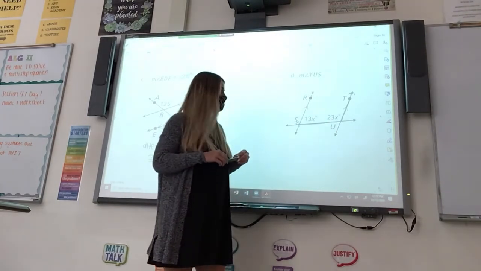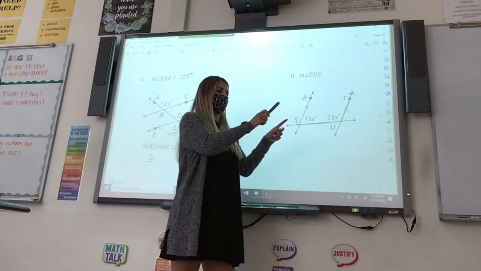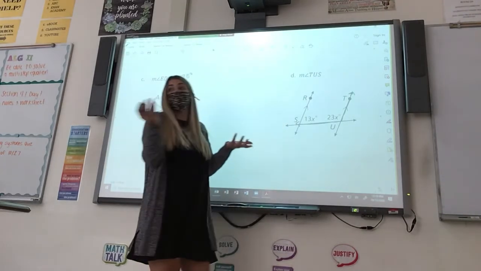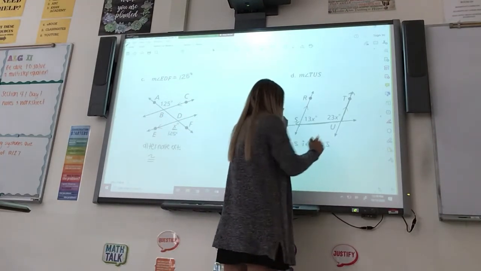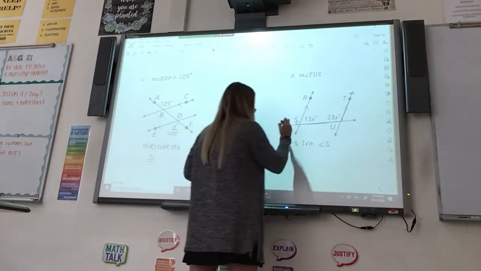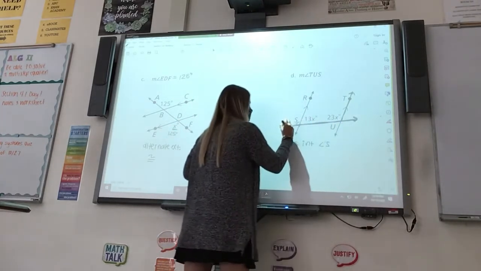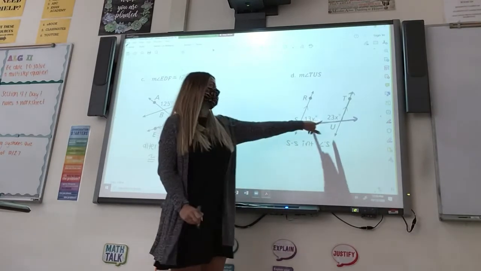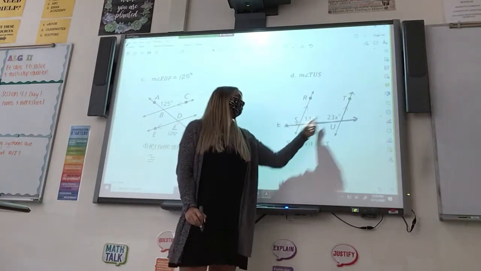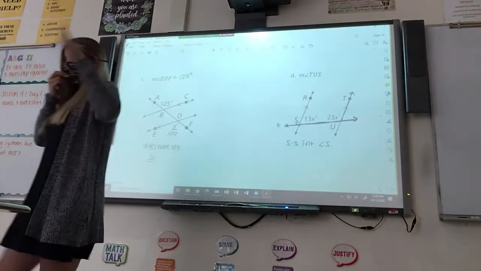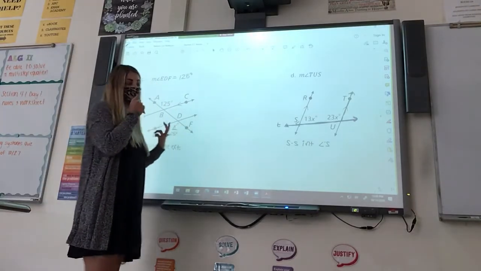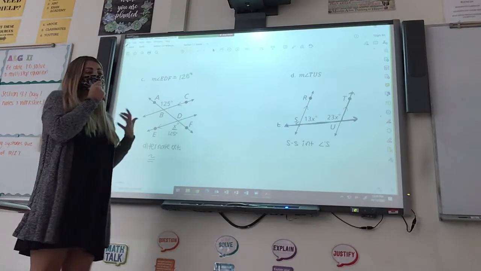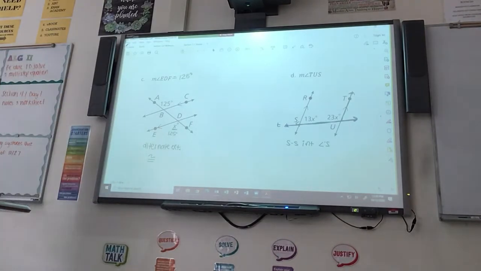Emma? Consecutive. Alternate interior, consecutive or same side interior angles. These are same side interior angles. The line that is drawn through two other lines is your transversal. If my angles are on the same side of that transversal, so in this case they're both above it, and they're on the interior, so they're in between the two parallel lines that are getting cut. How are same side interior angles related? You only have two options: either they're congruent or they're supplementary.